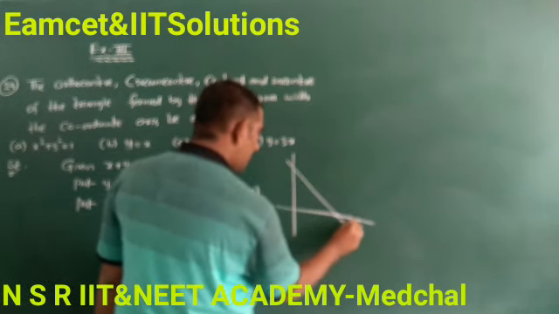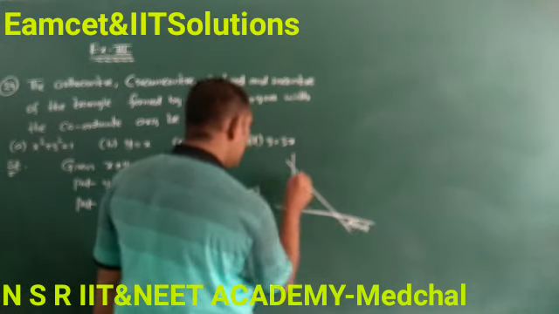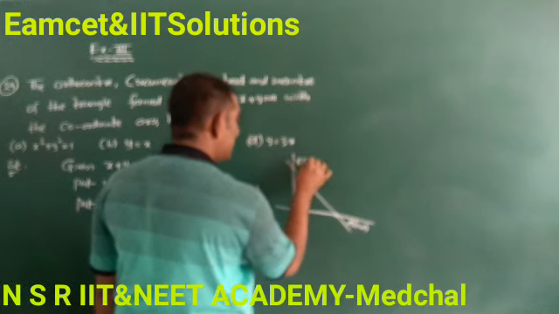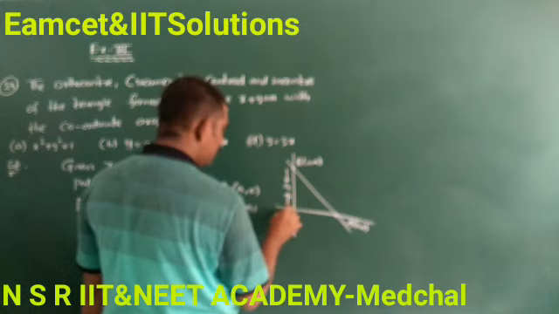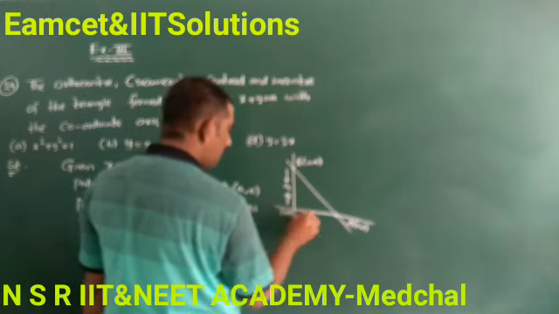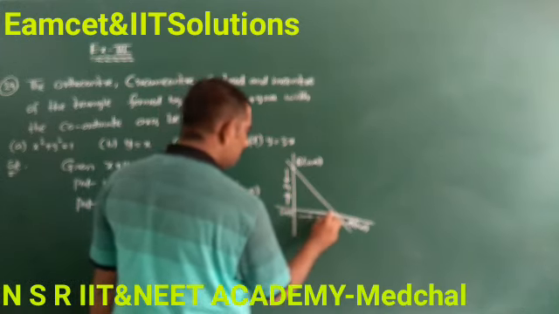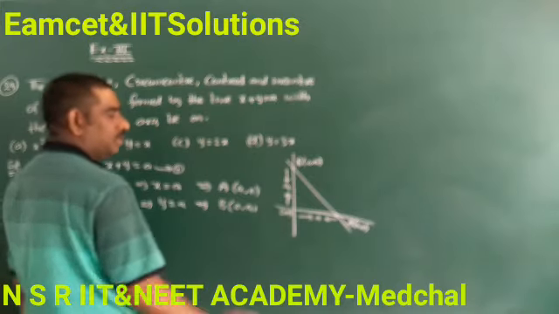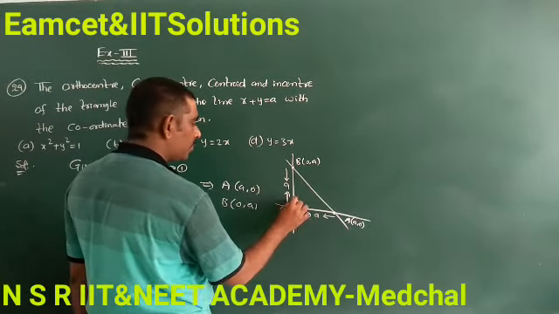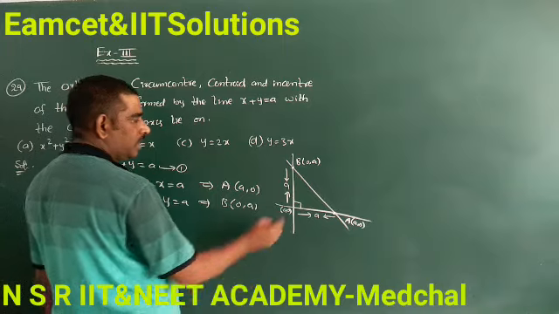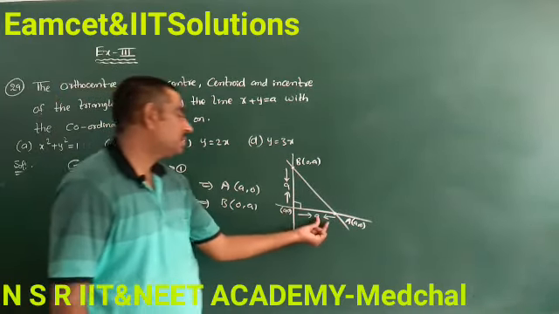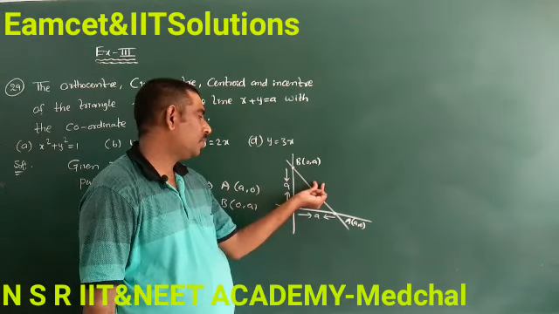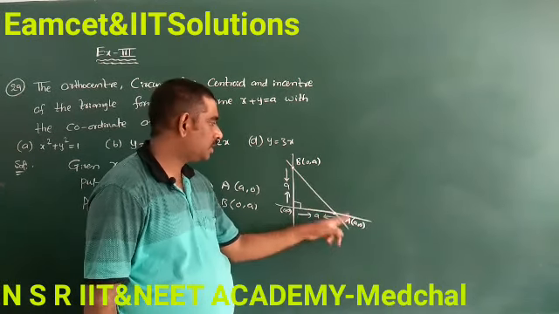So this one is (a, 0) and here B is (0, a). The distance from the origin to B is a, and the distance from A to the origin is also a. So here we form a right angle triangle. So AOB is a right angle triangle. Why? a square plus a square equals 2a square, the distance of AB.